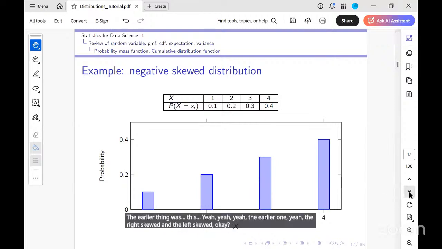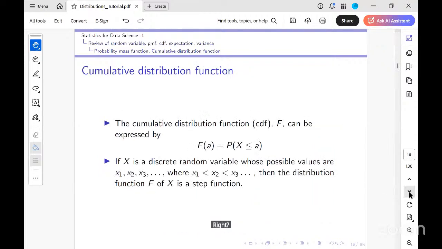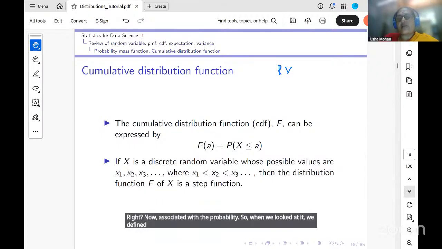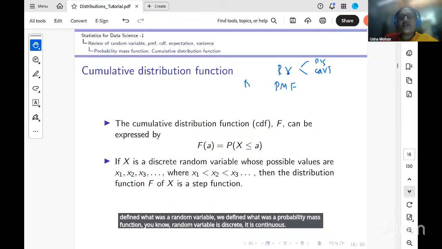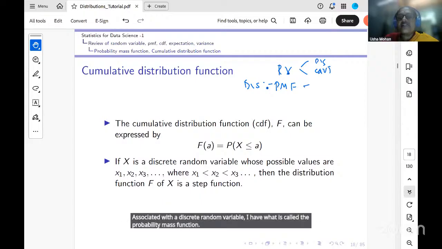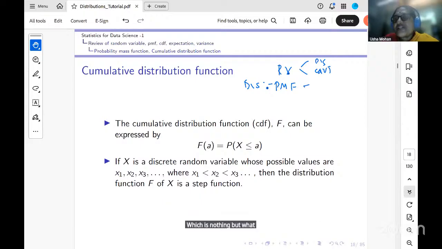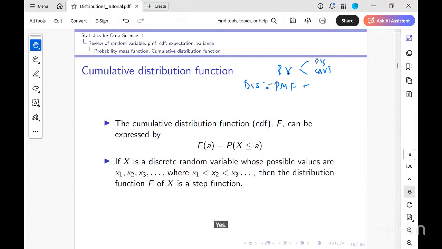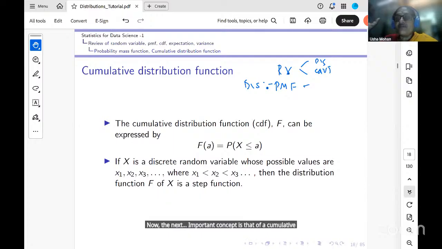Okay. Now, when we looked at it, we defined what was a random variable. We defined what was a probability mass function. A random variable is discrete or it is continuous. Associated with a discrete random variable, I have what is called a probability mass function, which is nothing but the probability with which X takes a particular value. Till here, is it clear to all? Yes. Now, the next important concept is that of a cumulative distribution function.